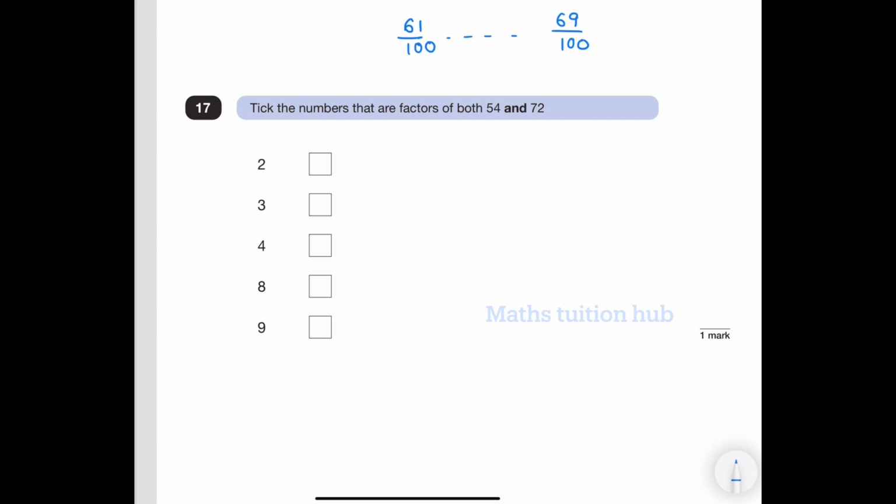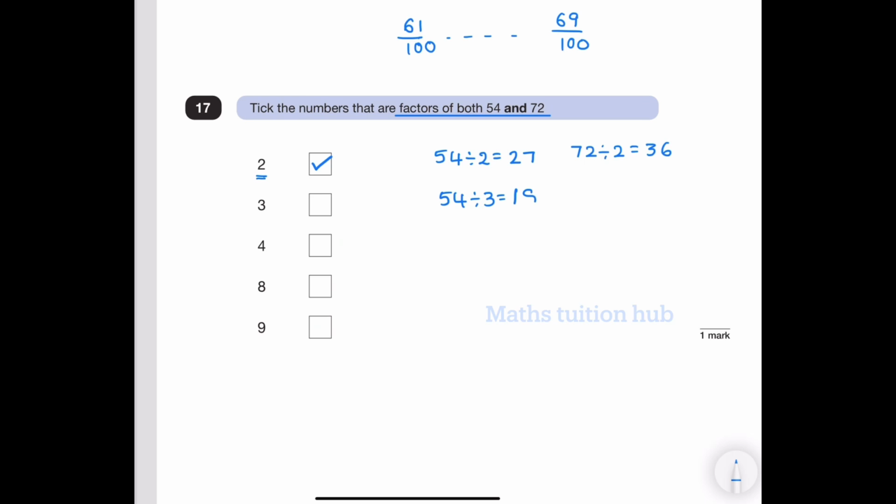Tick the numbers that are factors of both 54 and 72. So if you need to check the number as a factor, that means when you divide by that number, you shouldn't get any remainder. So remainder will be 0. So 54 divided by 2 is 27. There is no remainder. So 2 is a factor of 54. And 72 divided by 2 is 36. 2 is also a factor of 72. So we can tick 2.